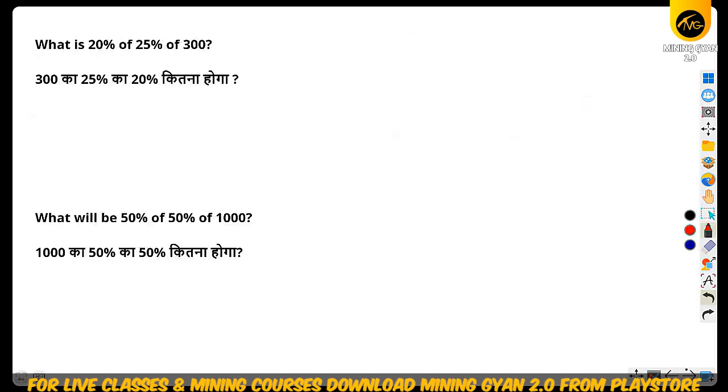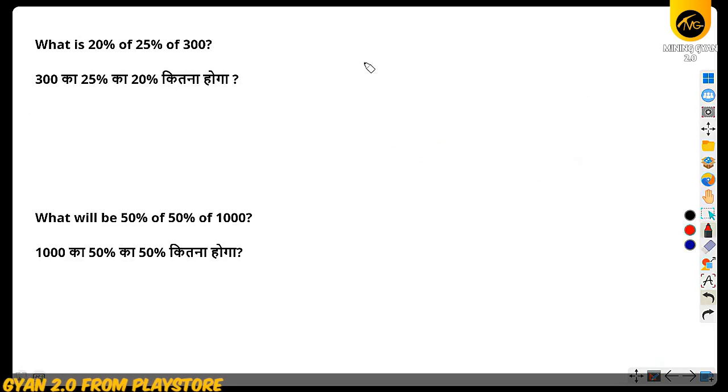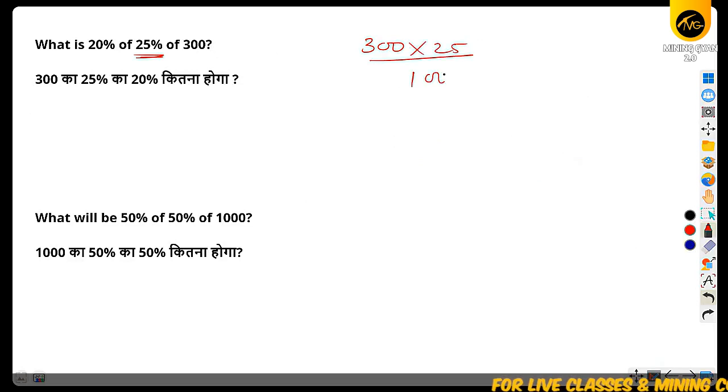Now the next one is, what is 20% of 25% of 300? 300 का 25% का 20% कितना होगा? Now first of all we have to find out the 25% of 300. So just multiply the 25 into 300 and divided by 100.